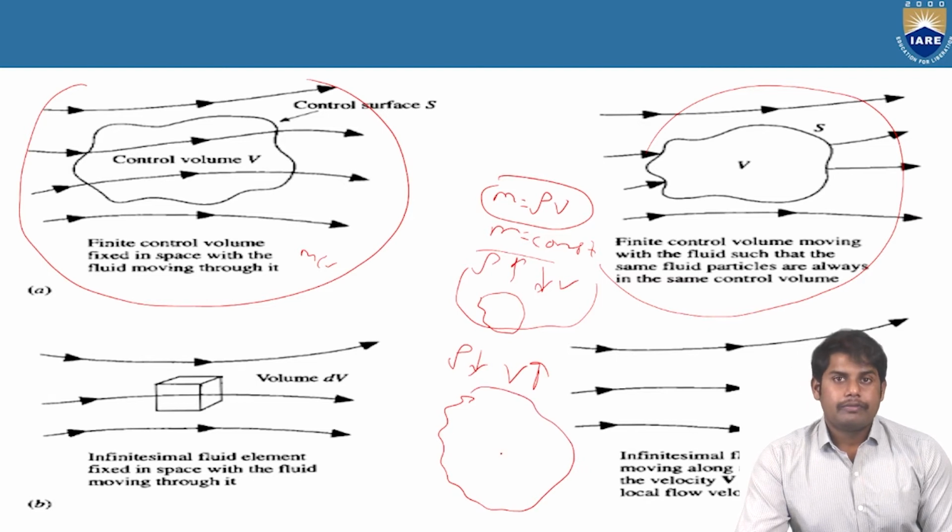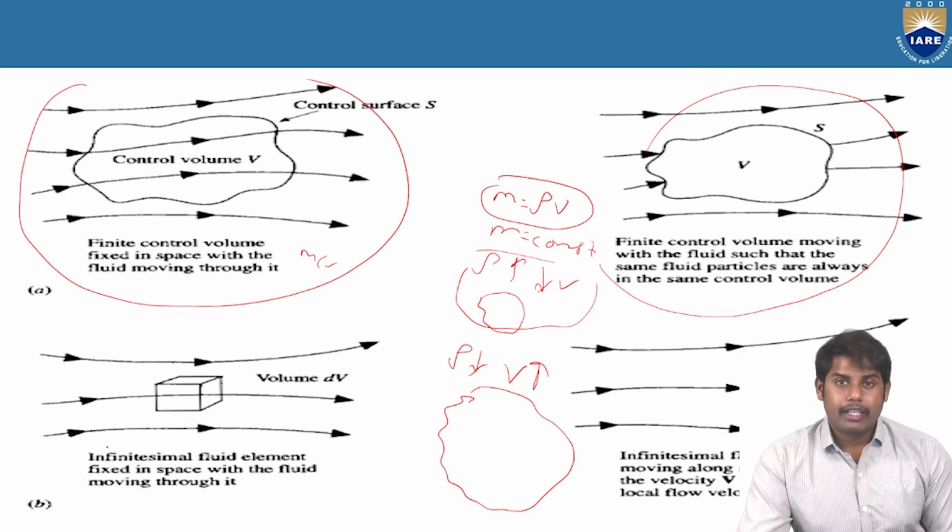So basically what is happening? When the control volume is moving with the flow, the mass is fixed, because the same number of fluid particles will always be present in the control volume, and the density and the volume change every time.